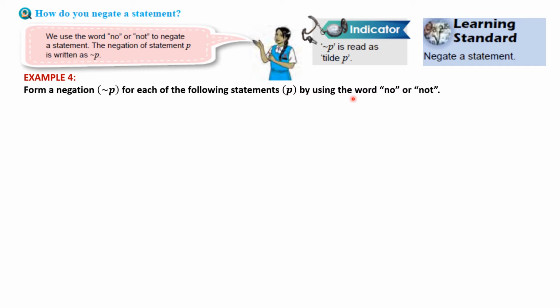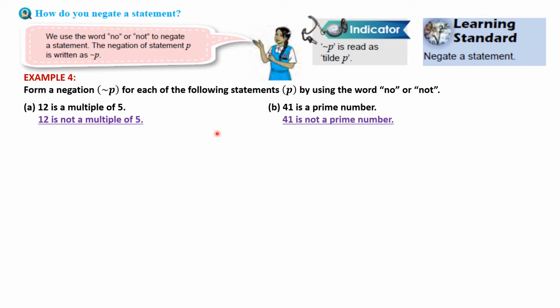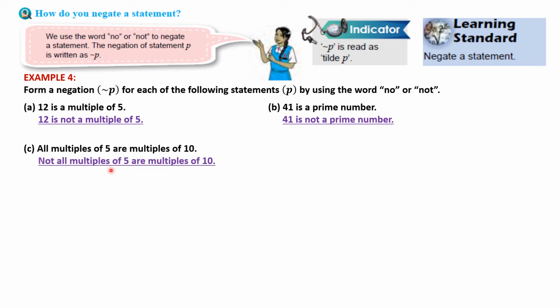Now we look at the example. Form a negation for each of the following statements by using the word no or not. We look at A. 12 is a multiple of 5. When you form a negation statement, you have to write like this: 12 is not a multiple of 5. Now we look at B. 41 is a prime number. For the negation statement, 41 is not a prime number.